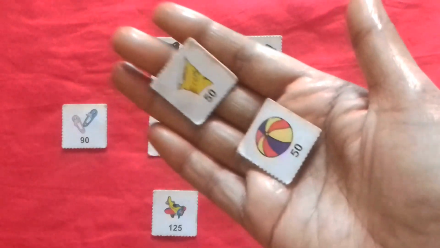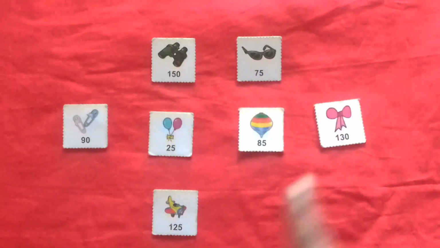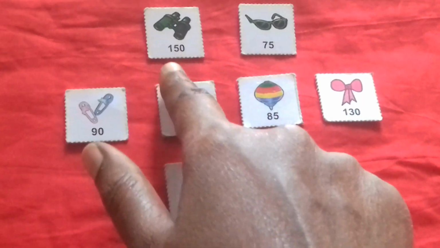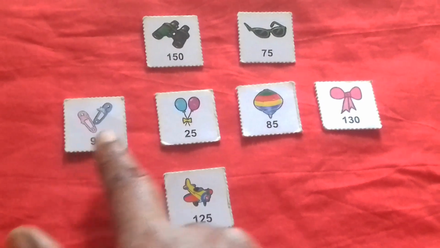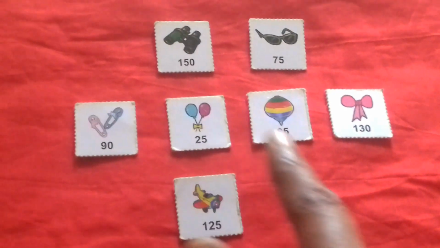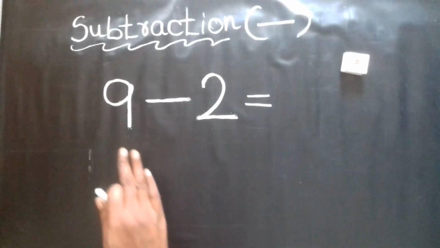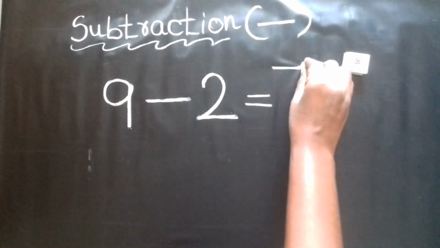After removing these 2 cards, now let's count the number of cards that are left here. 1, 2, 3, 4, 5, 6, 7. We are left with 7 cards now. Now we are left with 7 cards.